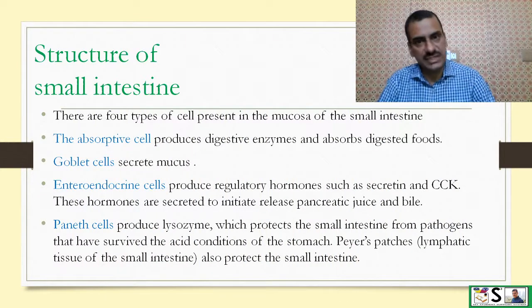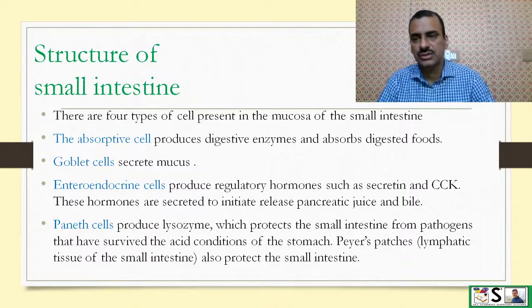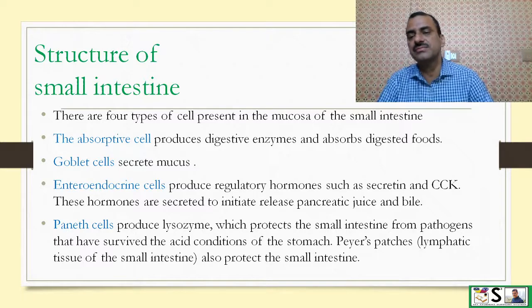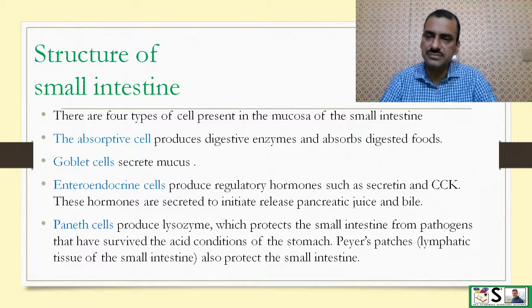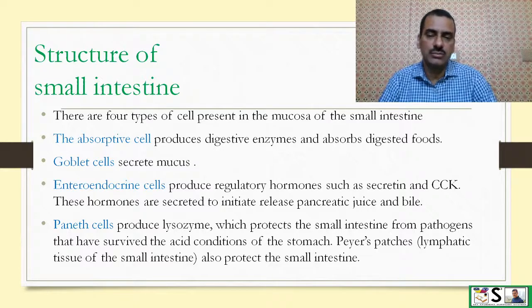There are 4 types of cells present in mucosa of small intestine. The absorptive cells produce digestive enzymes and absorb digested foods. These are also known as enterocytes and they are abundant. A lot of enterocytes are there. Then goblet cells, they are present in between which secrete mucus. Enteroendocrine cells produce regulatory hormones such as secretin and cholecystokinin. These hormones are secreted to initiate release of pancreatic juices and bile.